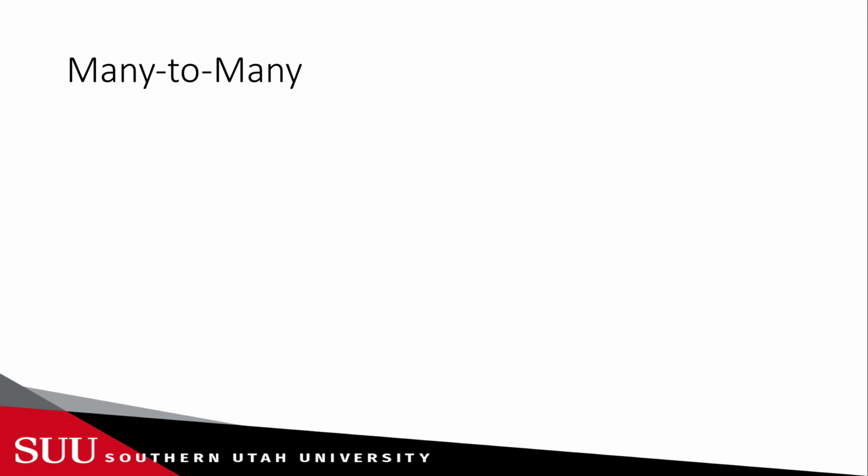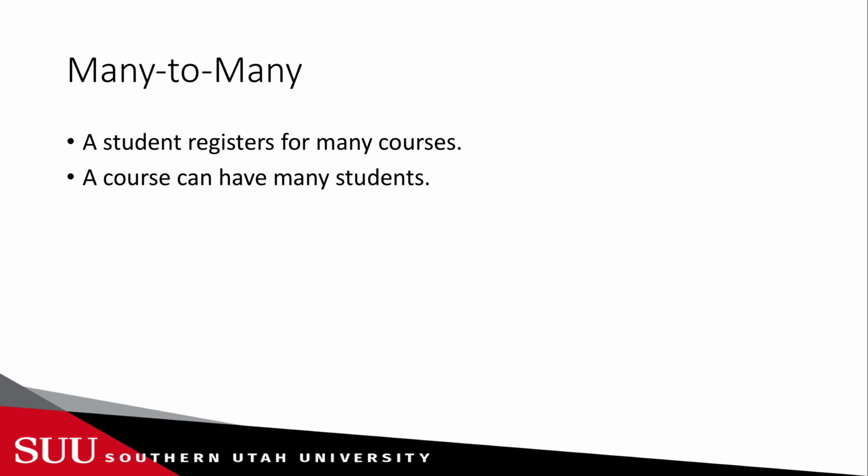Now similarly, we'll do the same for many to many, and we'll have this example. A student registers for many courses, and the course can have many students. So in this case, we will just do this again, and I'll have two entities. Let me just, for simplicity, say S and C.